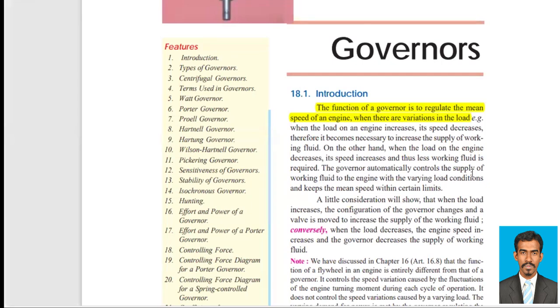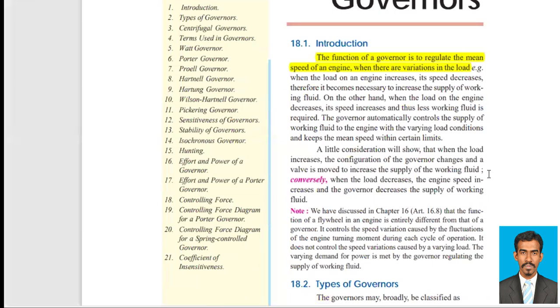The governor automatically controls the supply of working fluid to the engine with the varying load conditions and keeps the mean speed within certain limits. So this is the use of governors. They automatically control the working fluid and thus keep the mean speed within a certain range.